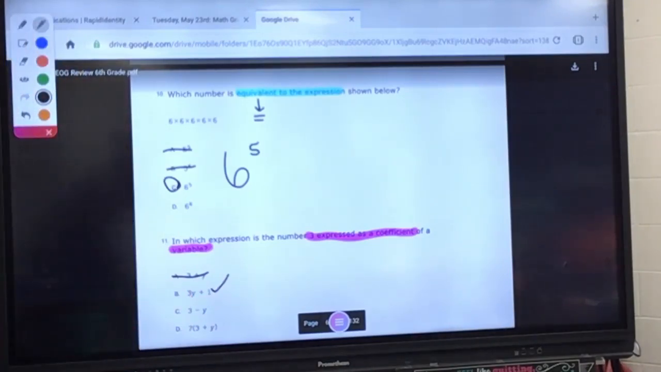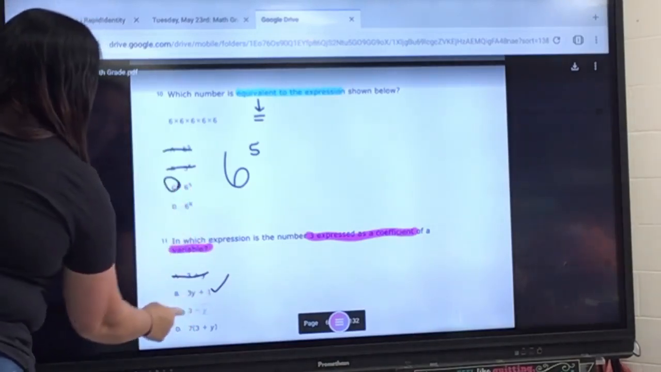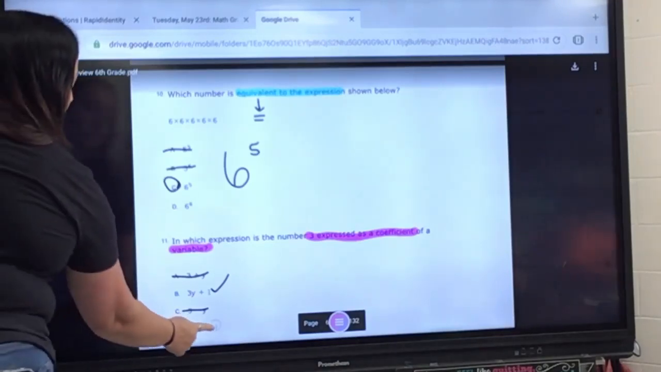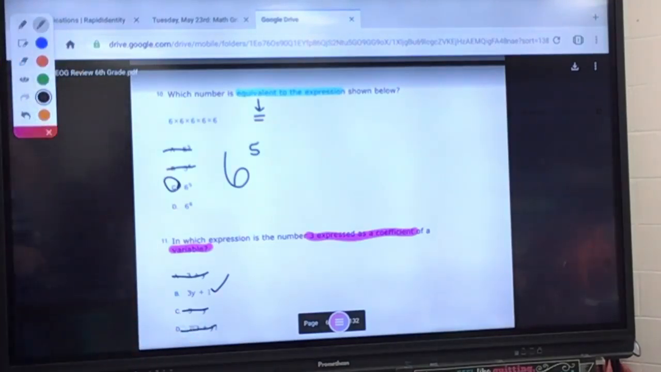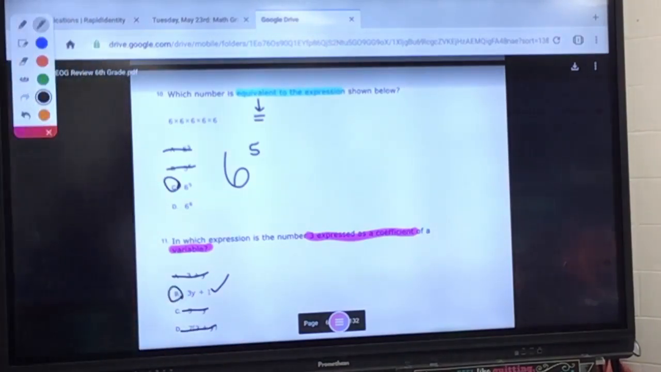What about 3 minus y? Mikhail? Get rid of it? All right, and then what about D? 7 times 3 plus y. Why? Because there's a plus sign, so the correct answer here is B.